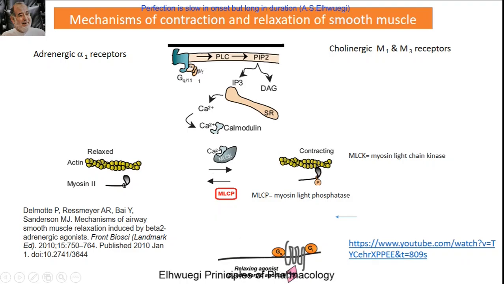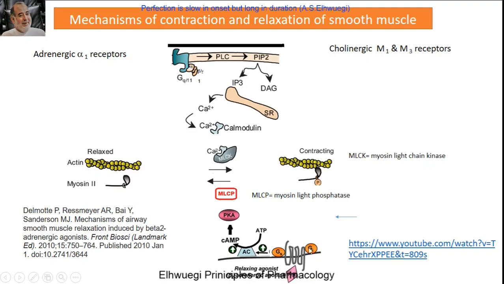Once the beta 2 agonist binds to the receptor, it will stimulate the GS protein. These GS proteins are linked to adenylyl cyclase. Activation of adenylyl cyclase, a membrane enzyme, will convert ATP to cyclic AMP. Cyclic AMP, the second messenger, will in its turn activate protein kinase A, and protein kinase A will activate myosin light chain phosphatase. Myosin light chain phosphatase, as we have said, will dephosphorylate the myosin 2 head, and this will result in relaxation of the smooth muscle. This is one example of membrane receptors.